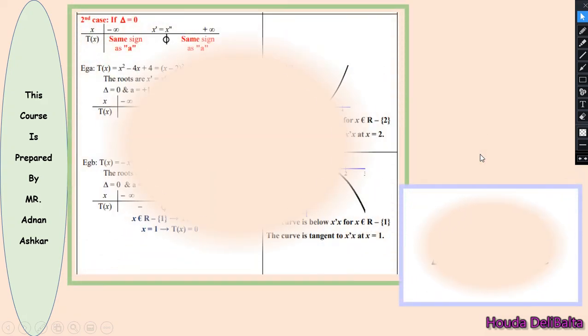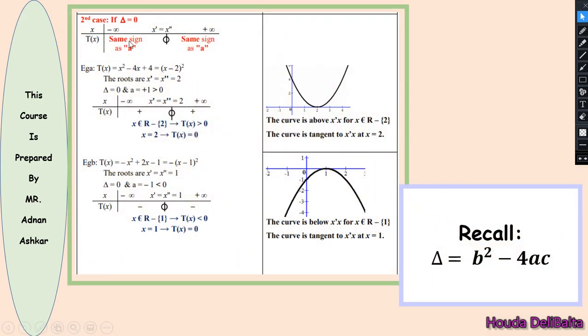Now the case of delta equals 0. So the second case, if delta equals 0. Also, we have a rule here, and we are going to understand where this rule comes from using the graph.